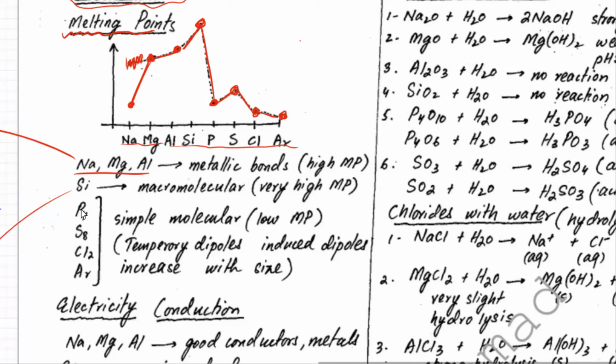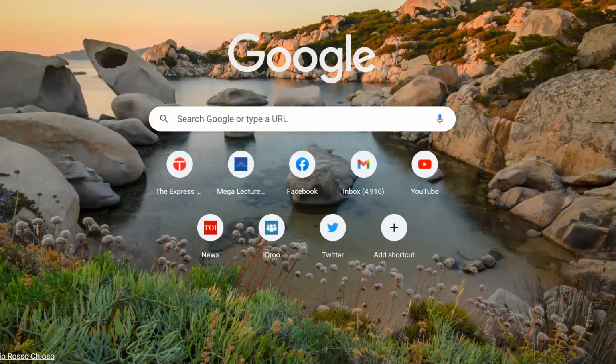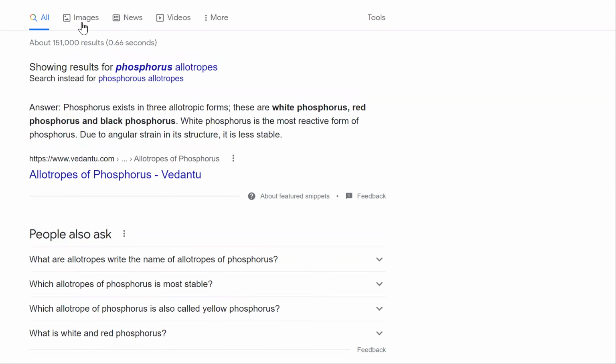There's another thing: a lot of elements actually have allotropes. Just like carbon, carbon can exist in many forms. Even phosphorus has a lot of allotropes as well. So all these nonmetals, for example, there are 3 allotropic forms of phosphorus: white phosphorus, red phosphorus, and black phosphorus. So they're not going to have the same melting point. Exactly the same way as graphite and diamond, they don't have the same melting point. So just remember the melting points are not exactly the same.